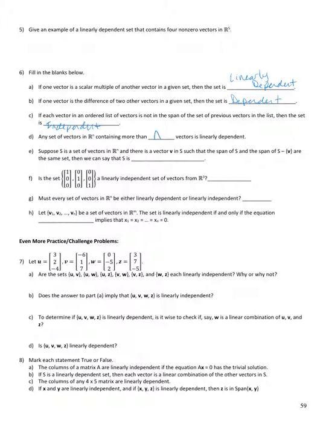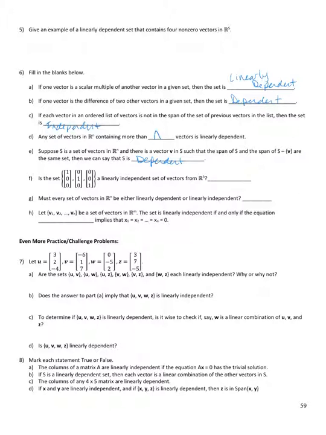Suppose S is a set of vectors in Rn and there is a vector v in S such that the span of S and the span of S minus that vector are the same set. Then S is dependent. If you can remove a vector and the span is still the same, that means that the vector you removed was a linear combination of the ones that remain, so it's a dependent set.